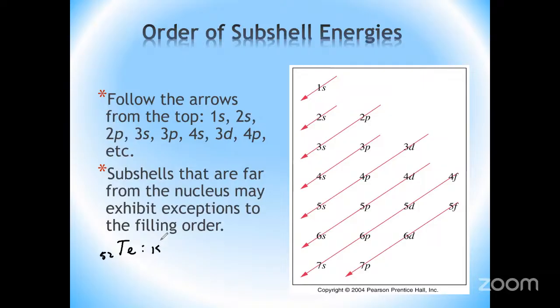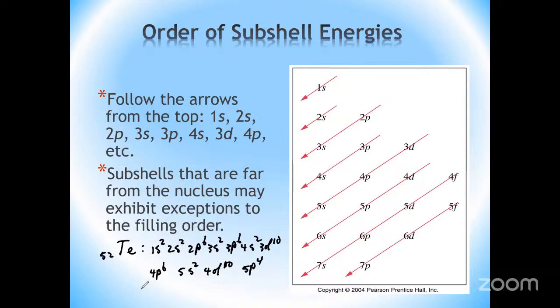So 1s2, 2s2, 2p6, 3s2, 3p6, 4s2, 3d10, and then after 3d, 4p6, and then after 4p, 5s2, and then after 5s, 4d10. Okay, let me see how many electrons I have distributed so far. Up to here is 20, then 30, 36, 38, 48. So that means that the next 5p will have 4. All right?